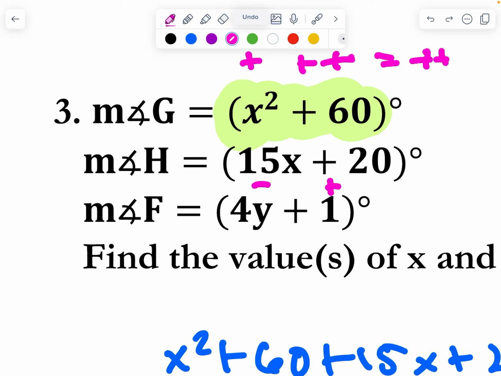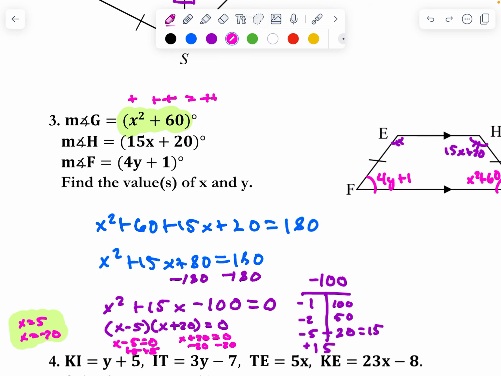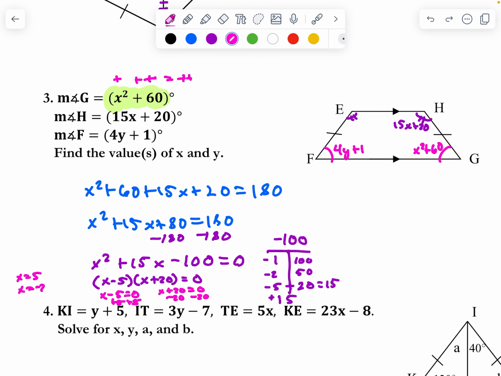You can always check both, and if this works out, you always want to then check this one. But I always like to give you guys little shortcuts that I like to use to figure out whether it's going to work out or not without having to check both.